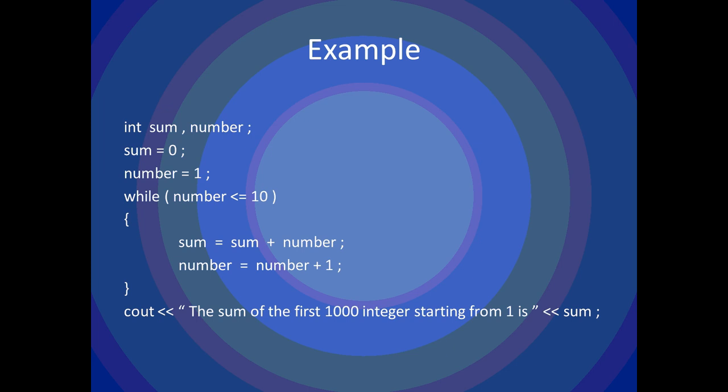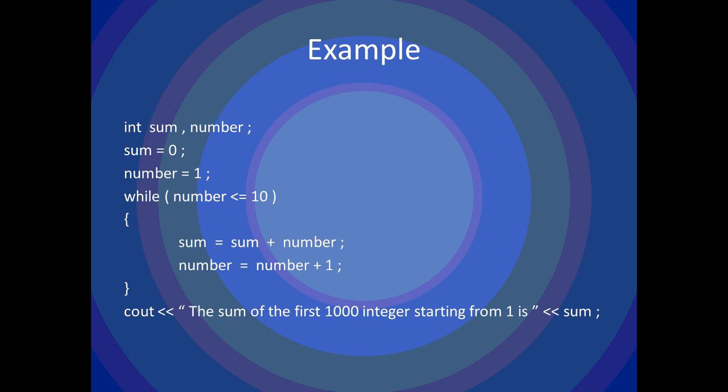So until the number is lesser than equal to 10, the statements would be executed, repetition would go on if the condition is true. So first time the number is 1, the condition is true, control enters the body of the loop where sum is equal to sum plus number, meaning the initial value of sum is 0, 0 plus 1, sum will become 1, and then number is equal to number plus 1, number is also incremented by one.